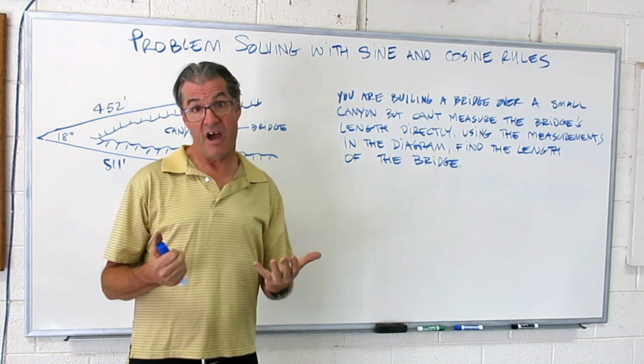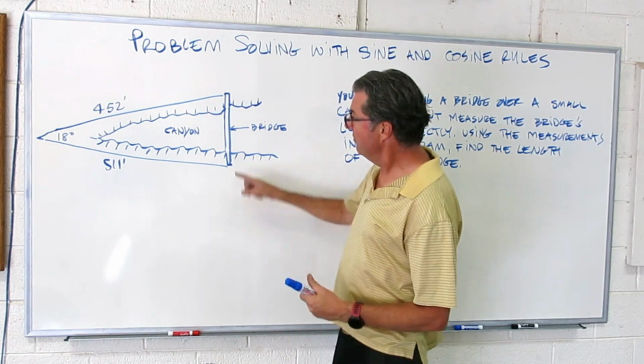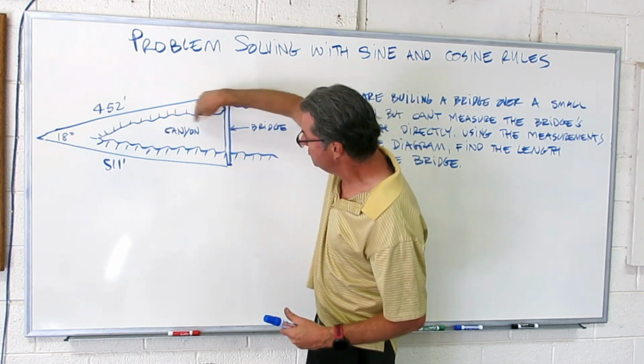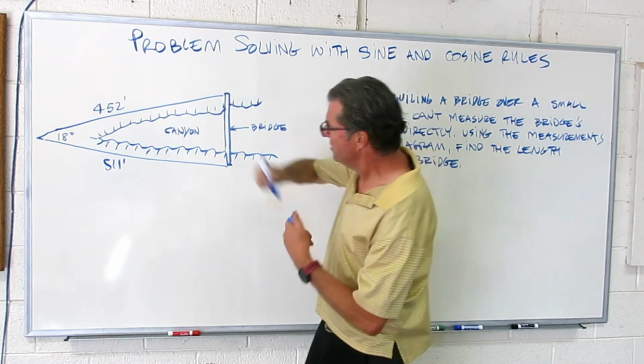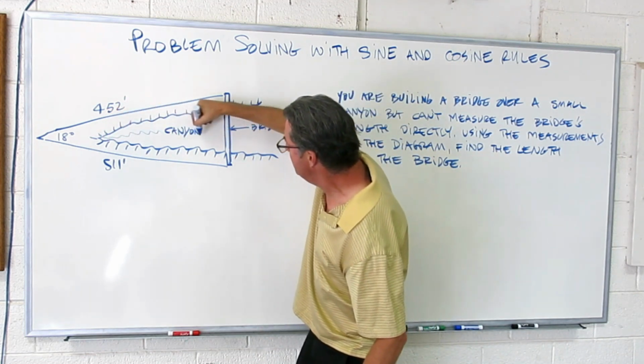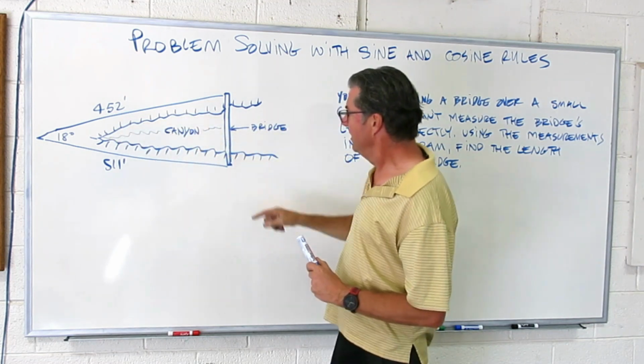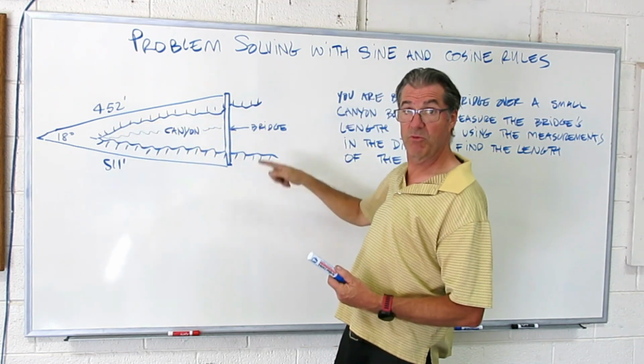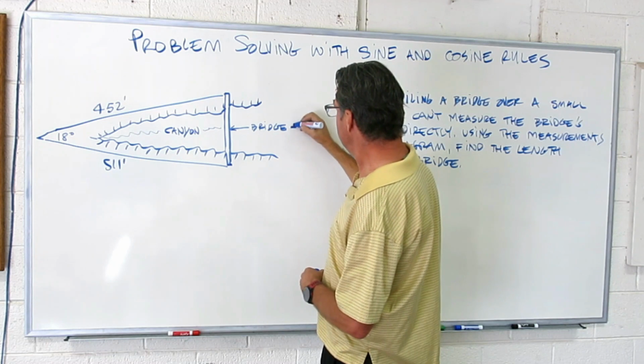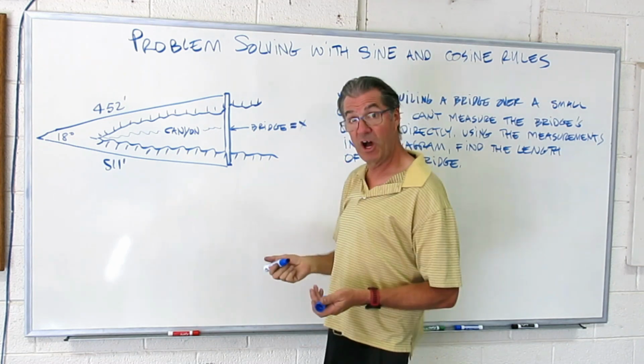So let's take a look at the diagram. Here you go. Here's your canyon. This is a much lower section, maybe with a little stream flowing down the middle, that kind of thing. And this would be your cliff edge. And here's your bridge. Okay, so that's what we want to find. I'm going to go ahead and mark that equals x, because that's our unknown.